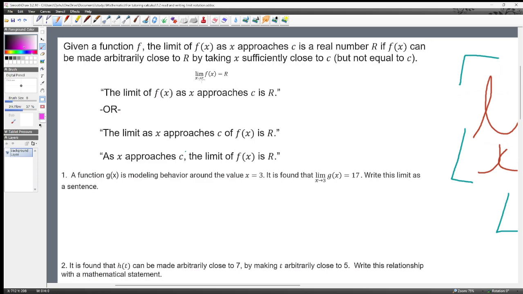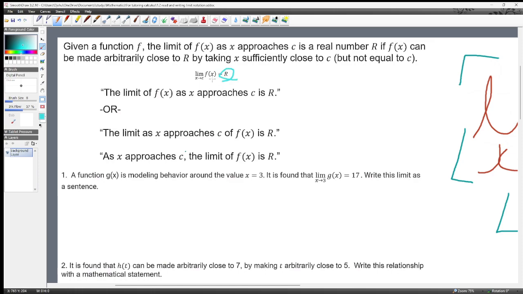So I'm gonna move on. I'm gonna just regurgitate myself here and say, given a function f, the limit of f of x as x approaches c is a real number r, if f of x can be made arbitrarily close to r by taking x sufficiently close to c but not equal to c, that will equal your limit. So this is how the AP College Board would notate it. I personally don't do that, but it makes sense.